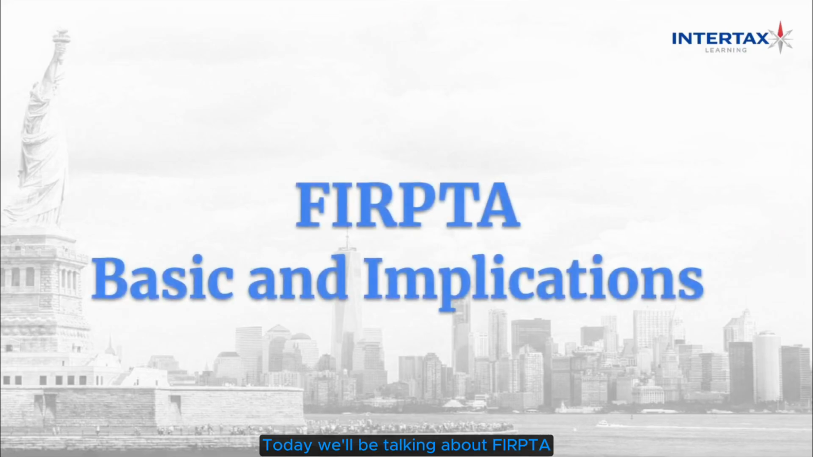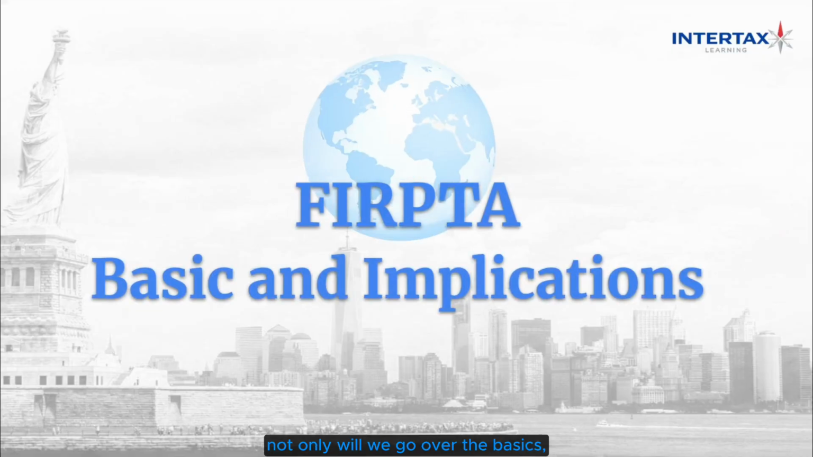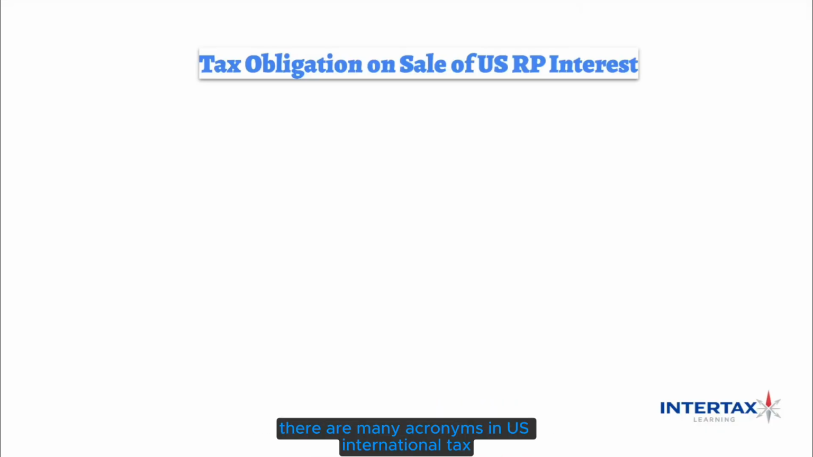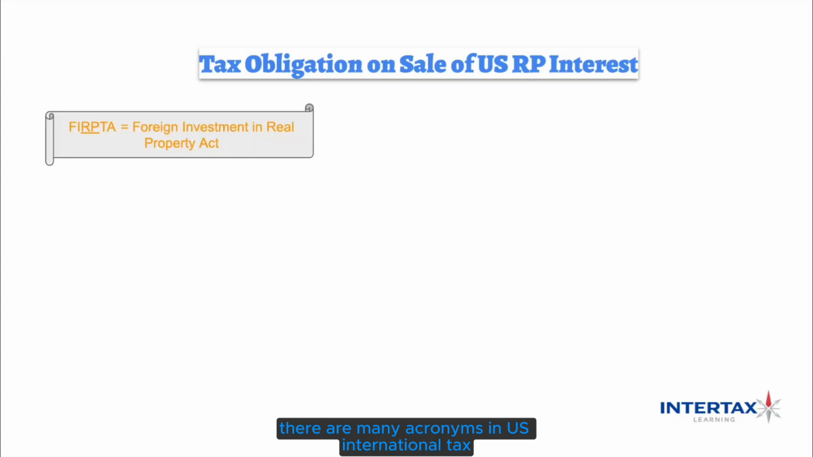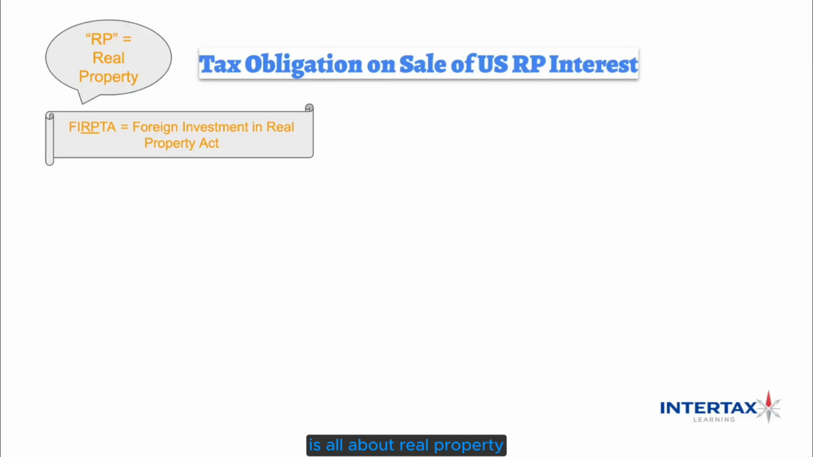Today we'll be talking about FIRPTA, or the Foreign Investment in Real Property Tax Act. Not only will we go over the basics, I'll also be showing a complex example of the implication of FIRPTA, so stay tuned. To start, there are many acronyms in U.S. international tax, and it's easy to get lost. One simple trick I use is to focus on the RP inside FIRPTA. It reminds me that this regime is all about real property.